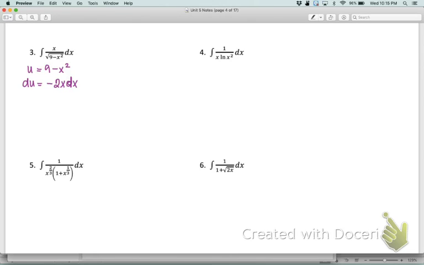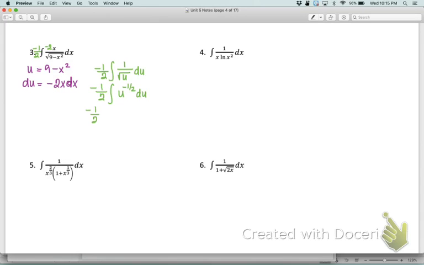Okay, I'm going to need to, again, adjust with a negative 2 in here and a negative 1/2 out here. You can do that step in your head. You don't have to write it down. So in terms of u, we're going to get negative 1/2 times the antiderivative of 1 over the square root of u du. And you can see now that we've put that in, this is not a log rule. This is the power rule because this is negative 1/2 times the antiderivative of u to the negative 1/2 du. So we just use our power rule.